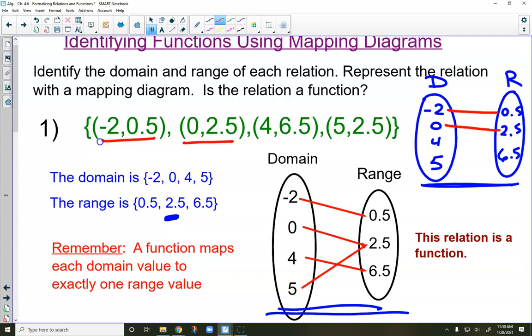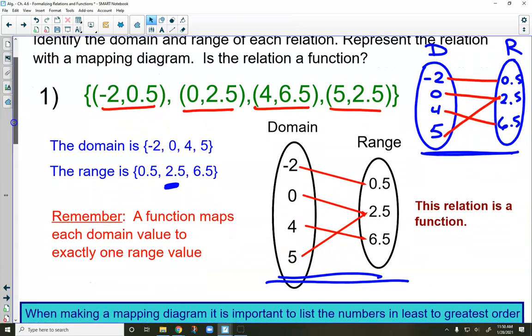So I draw a line from 0 to 2.5. 4 matches up with 6.5. So I draw a line from 4 to 6.5. And 5 matches up with 2.5. So I draw a line from 5 to 2.5. That is how we create our mapping diagram. All right, this relation is going to be a function, but we're going to talk about why in a little bit. Right now, we're still going to just focus on how to make a mapping diagram.